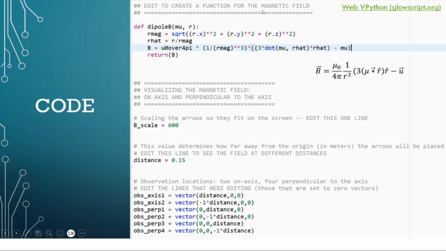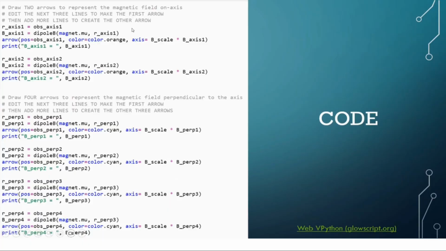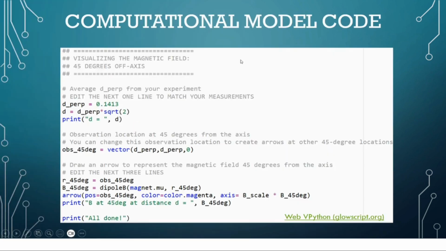For creating the function of the magnetic field, this equation was used, and to scale the arrows so they fit on the screen, a b-scale of 600 was used, and a distance of 0.15 was used. And for observation locations on axis and perpendicular to the axis, these vectors were applied. If we were drawing arrows to represent the magnetic field on axis and the magnetic field perpendicular to the axis, these equations were also used.